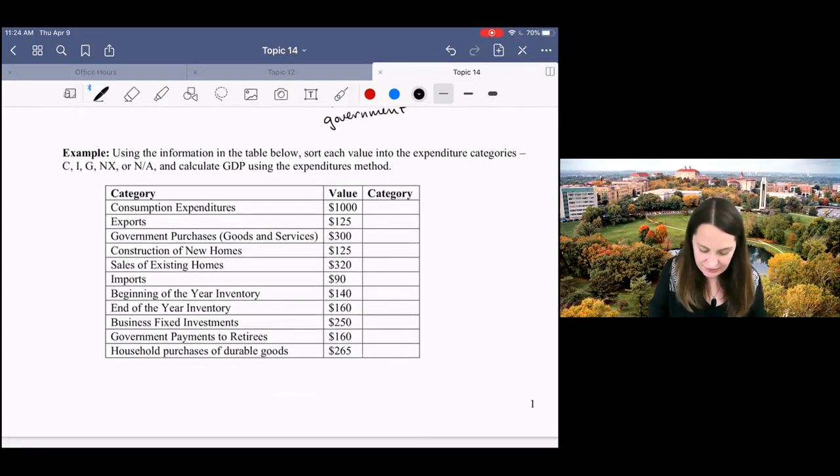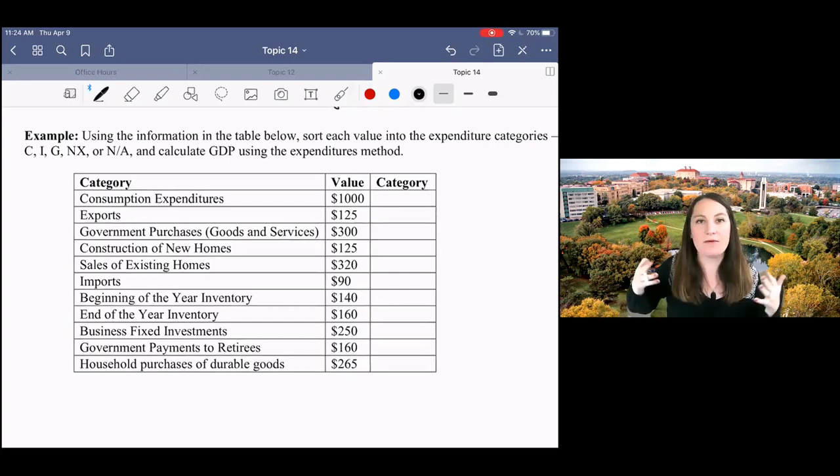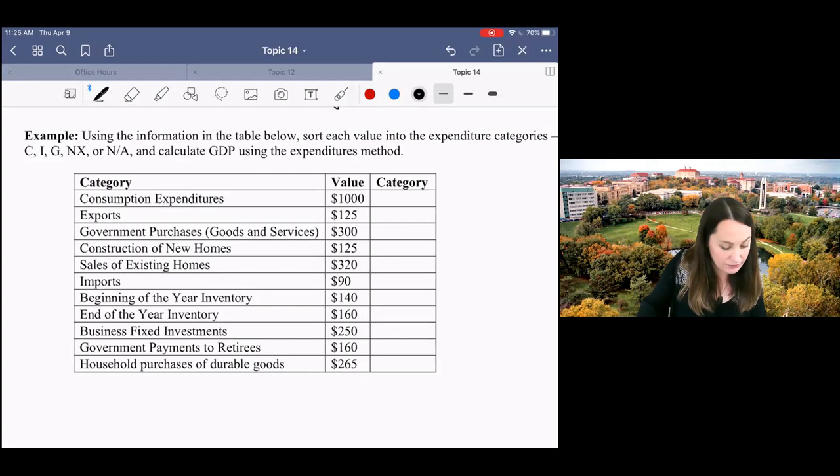I've got here a table with just some random numbers that represent some theoretical expenditures. What we're going to do is go through and categorize them as C, I, G, net exports, or not included in GDP. And then we'll add them all up to get our aggregate expenditures, which is our measure of aggregate production. Okay, so the first one is really easy, right? Consumption expenditures should go into C. Exports, also pretty easy, that goes in net exports. Government purchases of goods and services will be government spending.